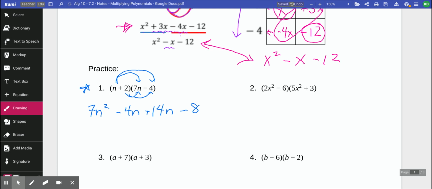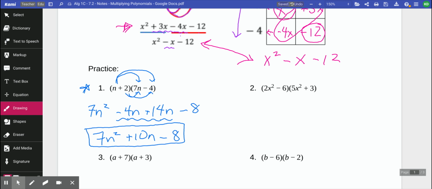So our middle terms are often going to be our like terms. So we should just make sure we check, combine like terms. So 7n squared, these two middle terms are going to become, well, negative 4 plus 14, or 14 minus 4, is positive 10n, and then minus 8. So there's our answer in standard form.